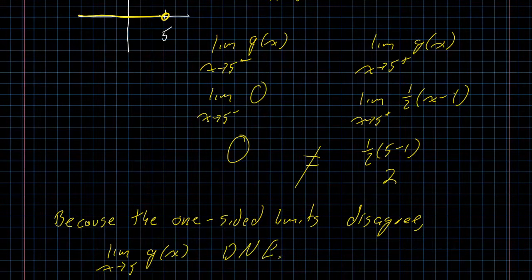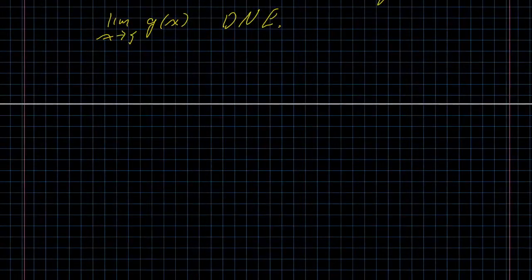Right? Because the one-sided limits disagree, the limit as x approaches 5 of g of x does not exist. All right. One more example for you. Let's take a look at h of x, which is a piecewise defined function. This time it is going to be defined using three pieces.